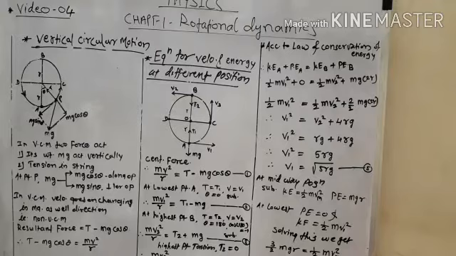In this VCM, when the body moves from point B through C to A along this path, the velocity goes on increasing along with the component mg sin theta. But when the body moves along BDA, its velocity goes on decreasing, which is opposed by the component mg cos theta.